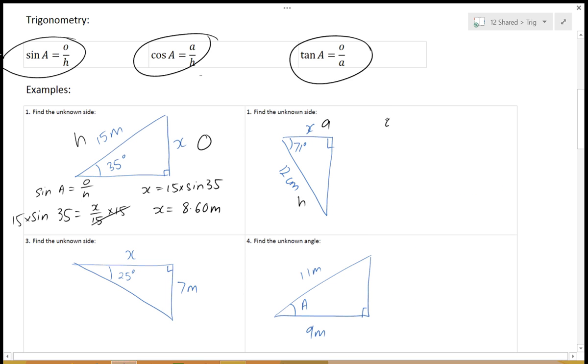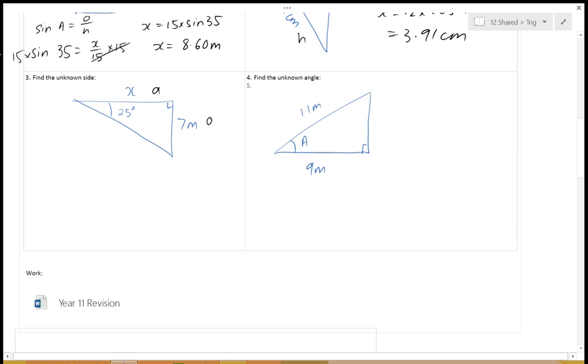Okay. Alright, the next one, looking at the sides, this one's adjacent, this one's hypotenuse, so we're going to use cos. So write that out. Cos A equals adjacent over hypotenuse. Cos 71 equals x over 12, and so x equals 12 times cos 71. Put that into your calculator. 12 cos 71, and we get 3.91 centimetres.